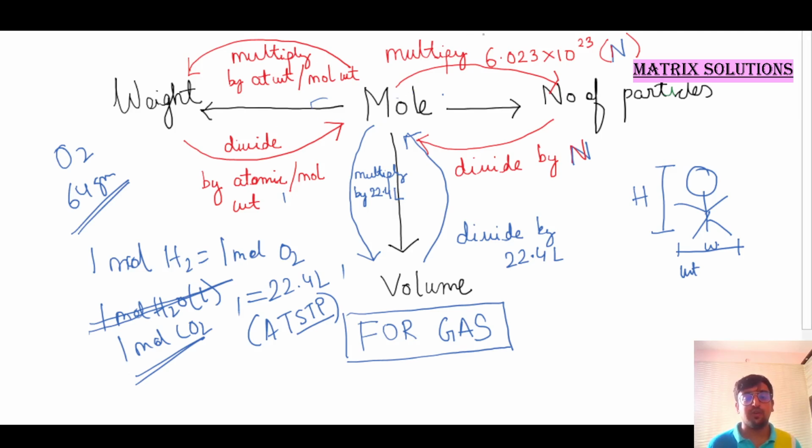We can go reverse, no? From 1 mole to number of particles, multiplication. From mole to amount of weight in grams, multiplication. And similarly, in the case of volume, if there is 2 mole of some gas, then how much volume? 44.8. 2 into 22.4, that is 44.8. And suppose it is given that 67.2 liters of some gas is given, so what will you do? 67.2 divided by 22.4, that is 3 moles of that thing. Simple, no problem. I guess you have got some idea about these things.